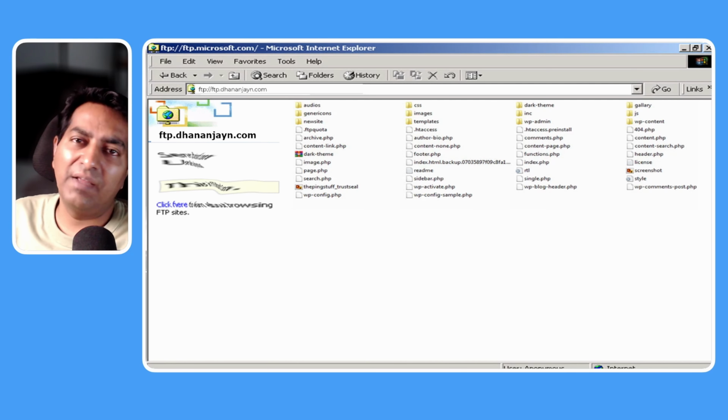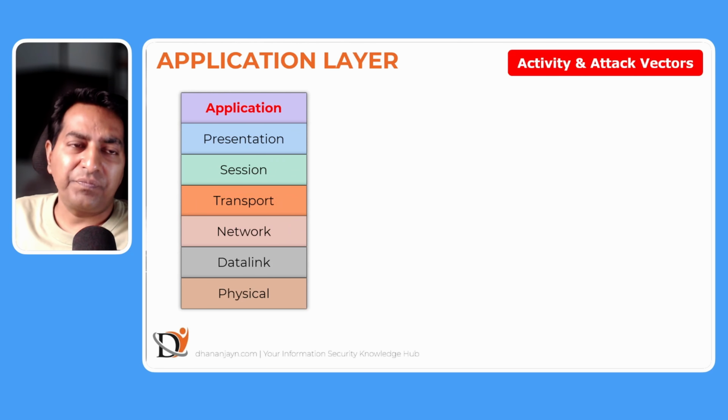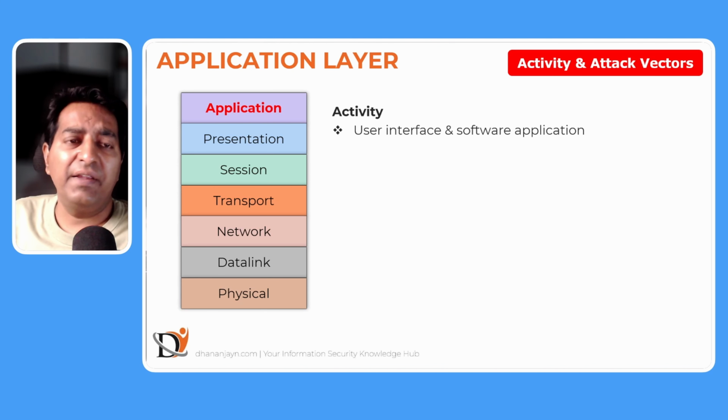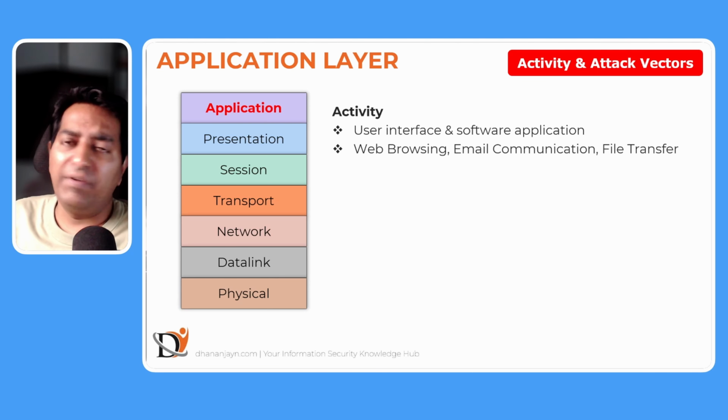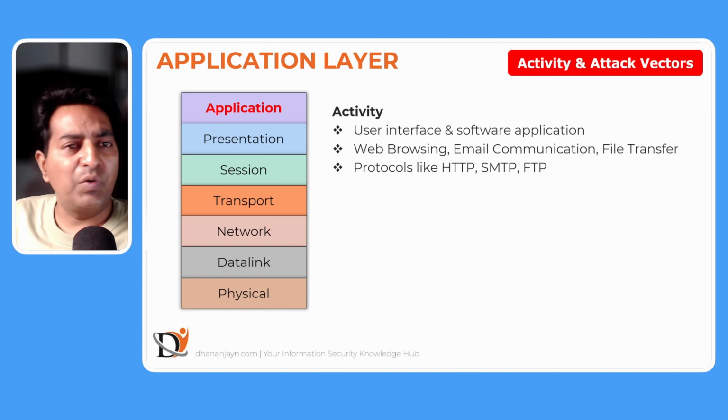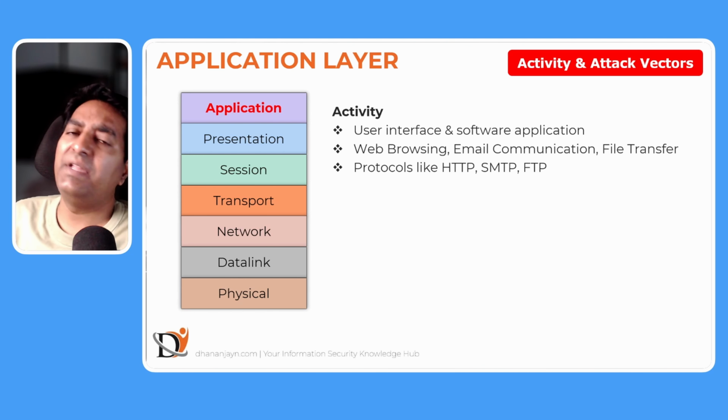Now if we want to talk about the activities and the attack vectors, the activity you have already understood: user interface. When we talk about the activities, this layer provides the user interface, and software applications work at this particular layer. Examples are web browsing, email communication, or file transfer. Protocols like HTTP, SMTP, and FTP are used at this particular layer.